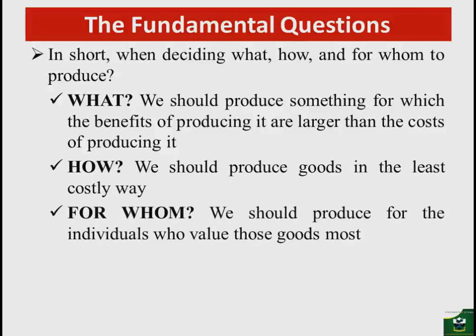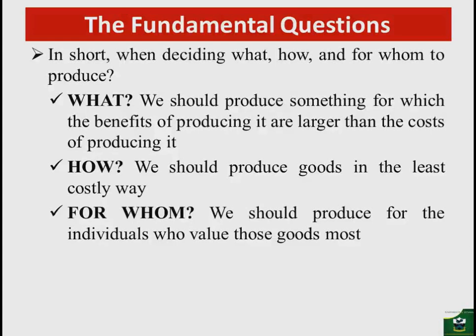And finally, for whom to produce, we should produce outputs or commodities for the individuals who value those goods the most. If you produce say maybe items that are not needed by a certain class in the society, and then you distribute to them, you will make a loss, because those people you are targeting are not the people with a high preference or taste for your items. So in making such a decision, we should make sure that we are producing these goods for people who value them the most.